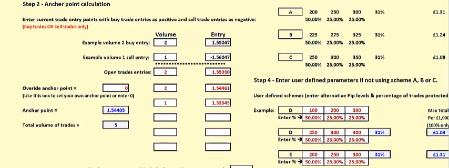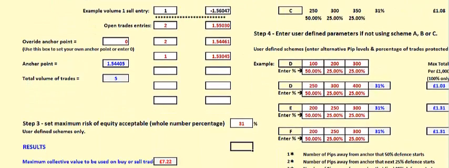Scrolling down a bit further again, we've got first of all an example D, and then three schemes D, E and F. On these you have far more flexibility, so you can actually change the number of points away from the anchor that you want to have for any of your three defensive points. So for example, at the moment on scheme D, the last defense is at 400. I might think that's a bit high and therefore just change it to 350.